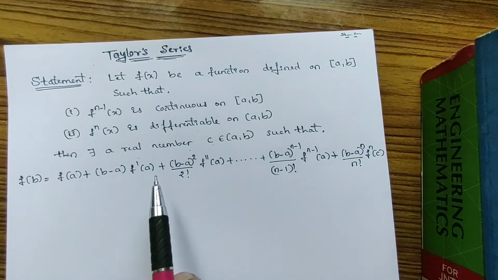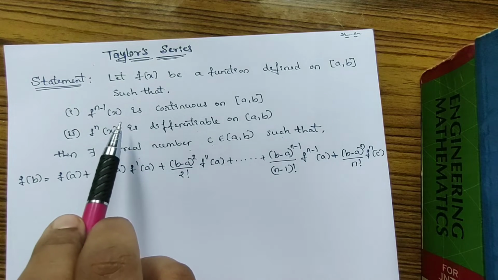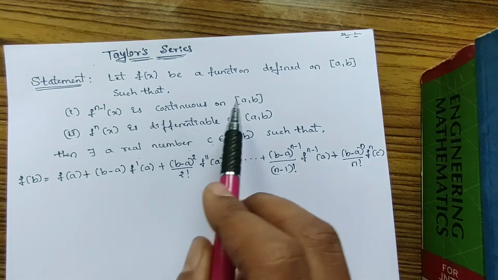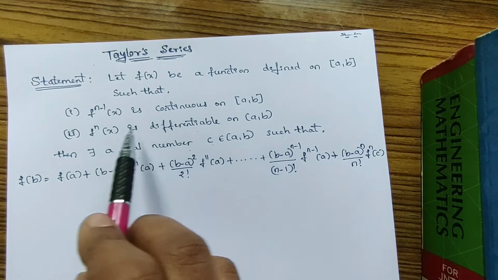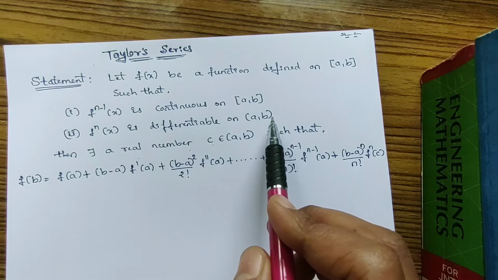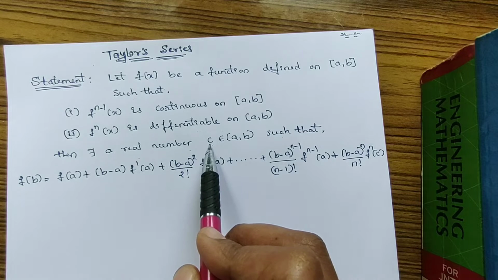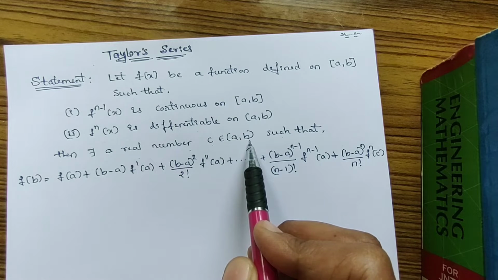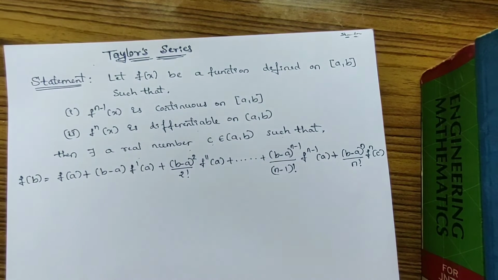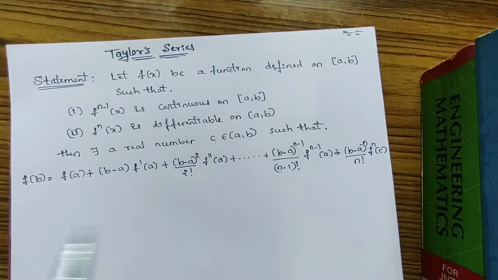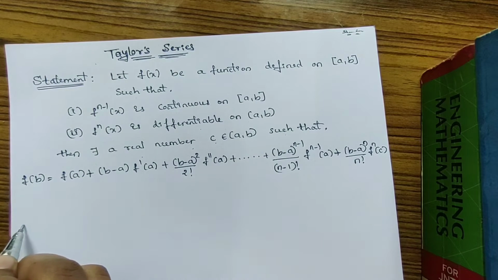So this is the expansion of the Taylor series that we have to prove. The condition says that the function should be continuous on the closed interval [a, b] and differentiable on the open interval (a, b). If these conditions are satisfied, then there exists a real number c in the open interval (a, b) for this expansion. So let us prove the Taylor series.